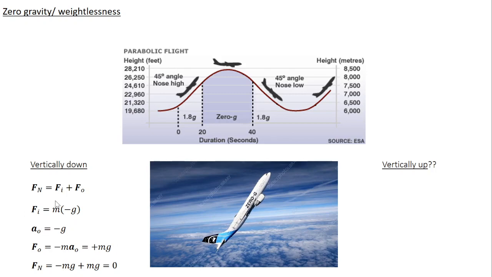Now let's calculate the force that is going to be experienced by the passenger inside. So force Fn equals Fi, which is minus mg, plus F0, which is plus mg, which is equal to 0. In other words, during a vertically downward motion, the passenger inside is going to experience zero force, or weightlessness. So this is the idea behind the weightlessness experienced by passengers during a parabolic maneuver.